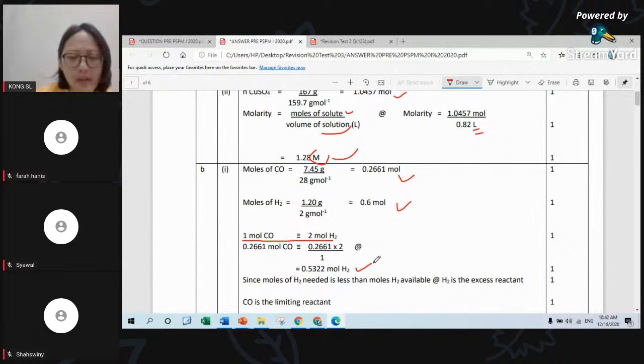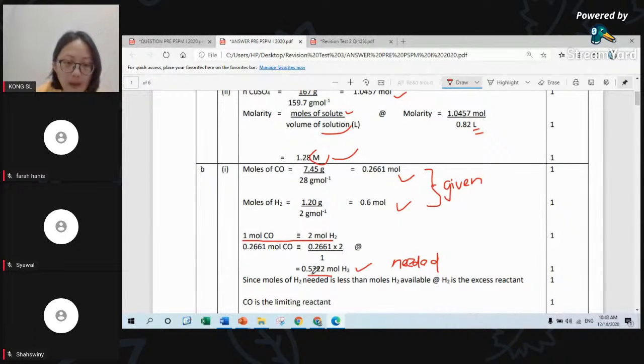Okay, many of you might be confused. Oh, yang mana limiting, yang mana leader, I'm confused dah. Always remember, apa yang diberi, what is given by the question, here is the given. This is the mole given by the question. After you compare, okay, this is the mole needed. Asal itu ialah dari soalan. Okay, now you check. If I am using 0.221 mole of carbon monoxide that is given by the question, how many mole of hydrogen is needed? 0.5322. So now you compare.